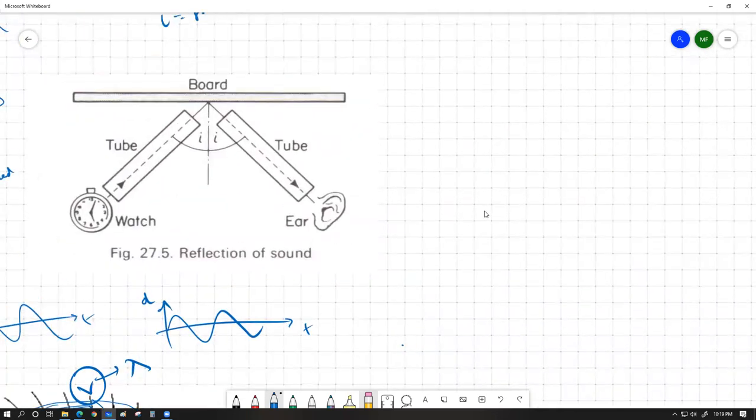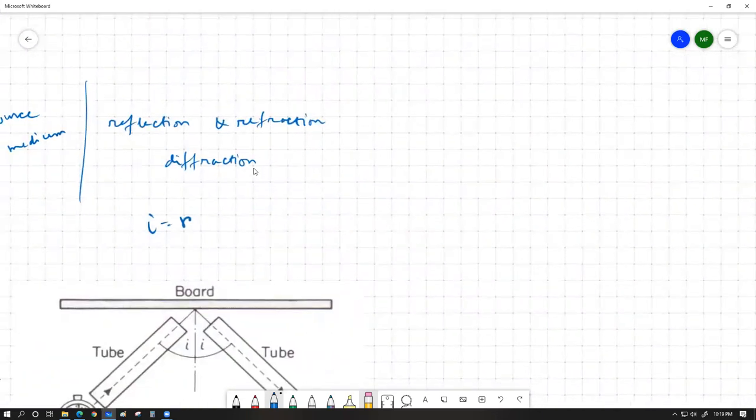The next thing that we have is diffraction of sound. Let me just elaborate what the idea of diffraction is. Diffraction is defined as the bending of waves. Try to get this word. Diffraction is defined as the bending of waves as they travel through a gap or go around a border. I'll say it again. Diffraction is defined as the bending of waves as they go through a gap or travel around a border.